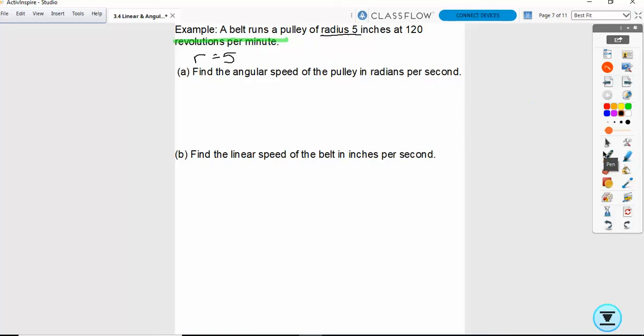All right, revolutions. What does a revolution mean? All the way around the circle. Is that talking about an angle or an arc length? Arc length is a distance around the outside. So arc length is going to be like inches, miles, centimeters, feet, something you could measure with a ruler. Revolution says we went all the way around. It's like talking about 360 degrees or 2 pi radians. So when you see revolutions per something, that is actually your omega.